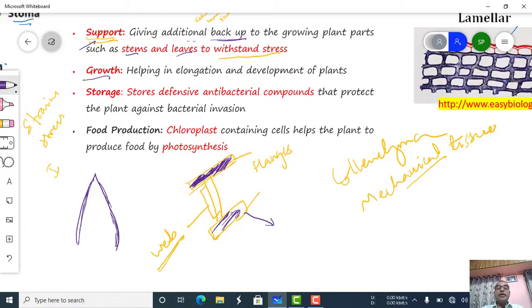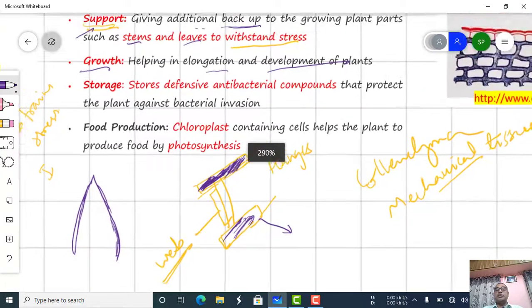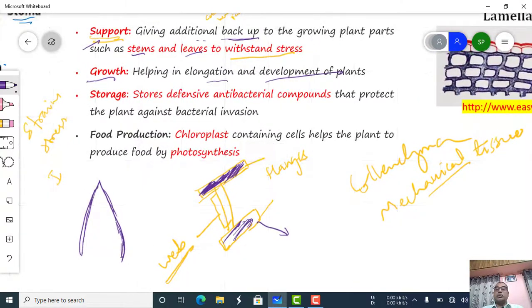Growth, helping in elongation and development of plants. Of course, it is a mechanical tissue, therefore it helps in the growth of the plant. Storage is the next function: storage of defensive antibacterial compounds that protect the plant against bacterial invasion.